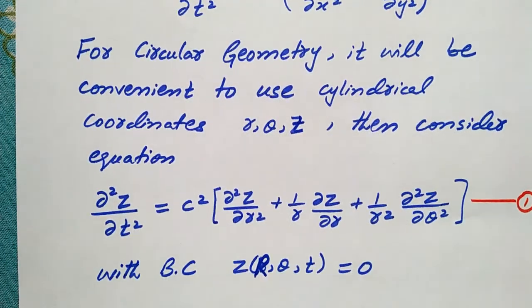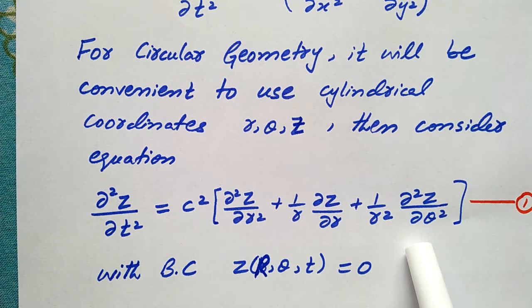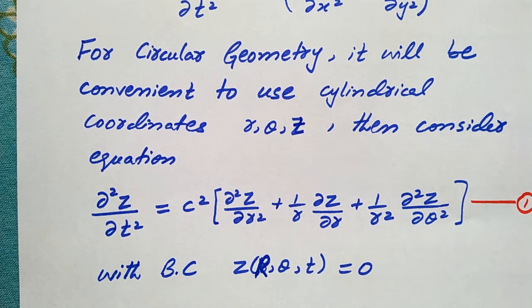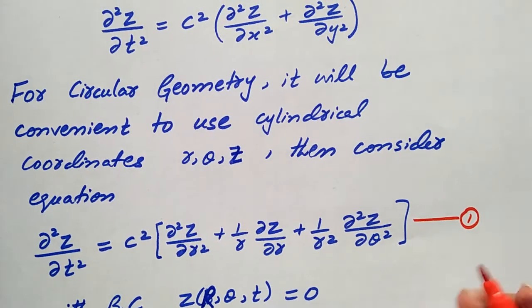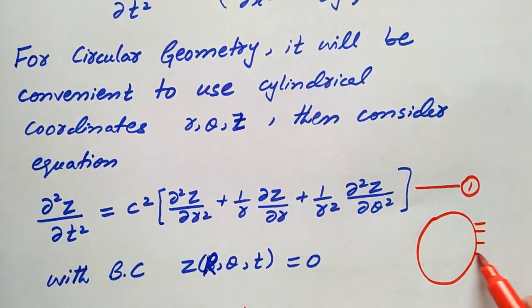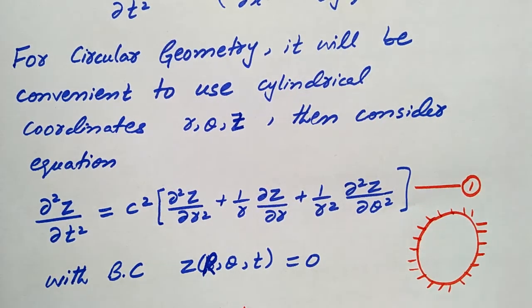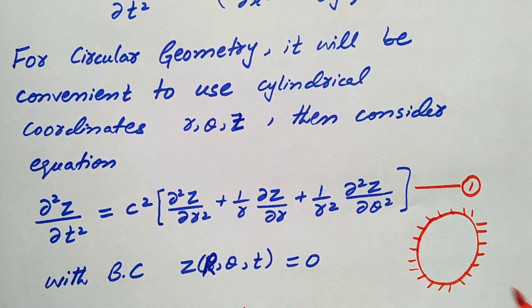Then consider the wave equation: partial square z over partial t square equals c square times partial square z over partial r square plus 1 over r partial z over partial r plus 1 over r square partial square z over partial theta square, with boundary condition z of r, theta, t equals 0. Consider the circular membrane. Its edges are fixed, therefore we take the boundary condition equal to 0. This is the radius of the circular membrane.